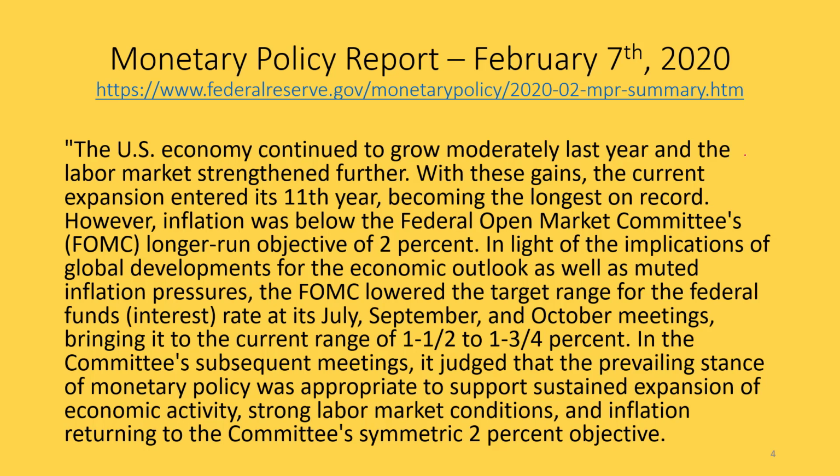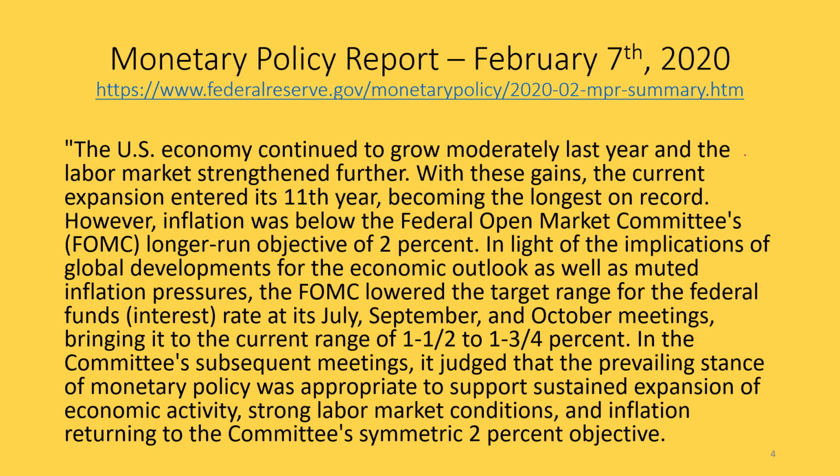So in light of this, what they've done is decided to keep these interest rates relatively low. So it says, in light of the implications of global developments for the economic outlook, as well as these muted inflation pressures, the Federal Open Market Committee lowered the target range for the federal funds interest rate at its July, September, and October meetings, bringing it to a current range of about 1.5 to 1.75%. Right, so basically what they've done is they've kept these interest rates low, even though the economy is doing really well in expansion, we're not worried about inflation, so they're keeping interest rates low to further stimulate this expansion.